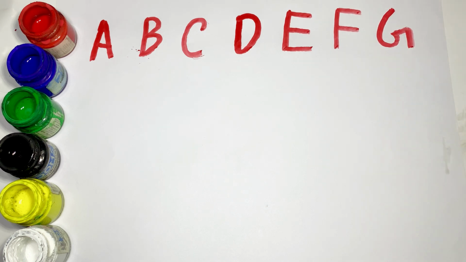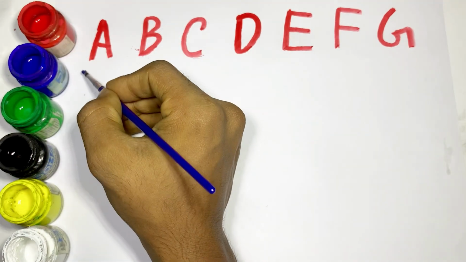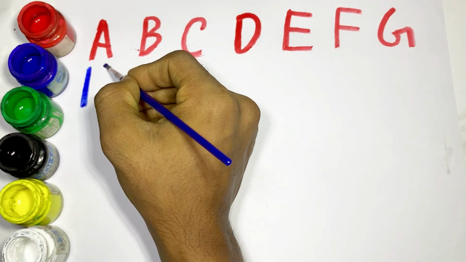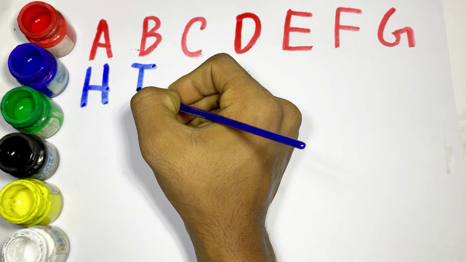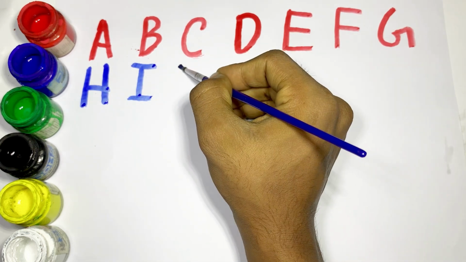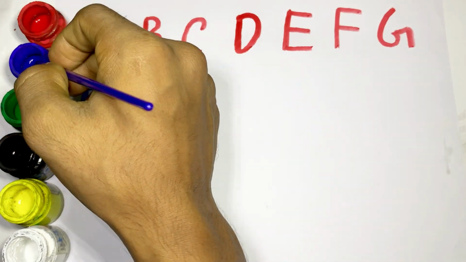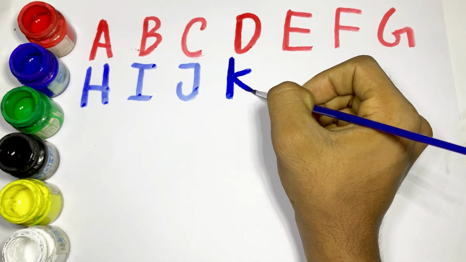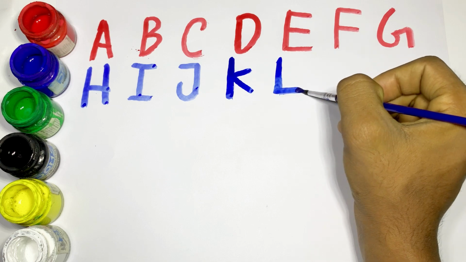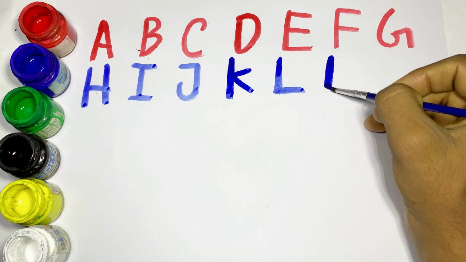H for helicopter, and use blue color. Blue color. I. I for ice cream. J. J for joker. Kids, again use blue color and draw K. K for king. L. L for lion. Kids, again use blue color and draw M. M for moon.